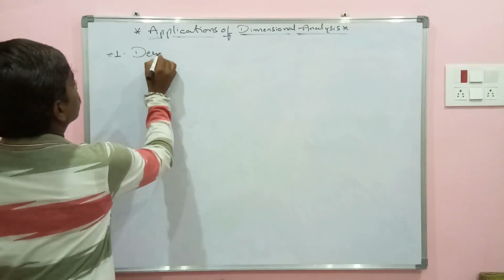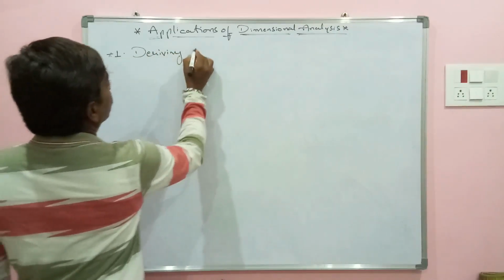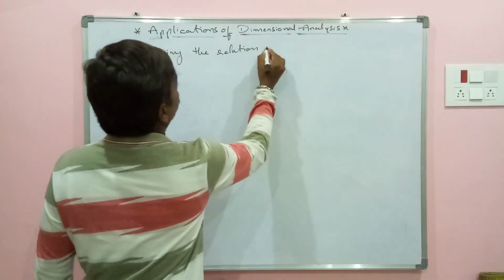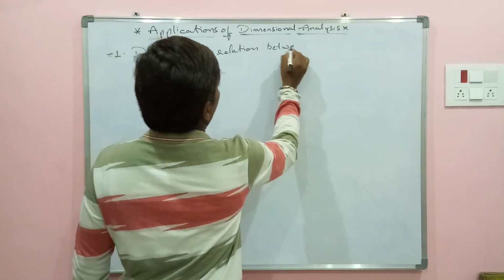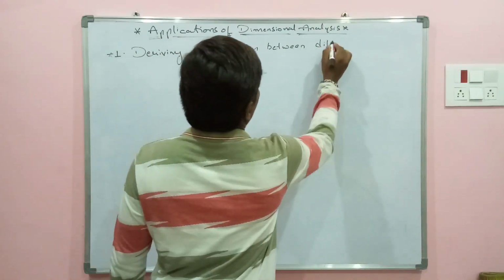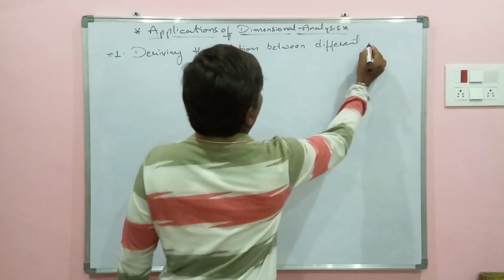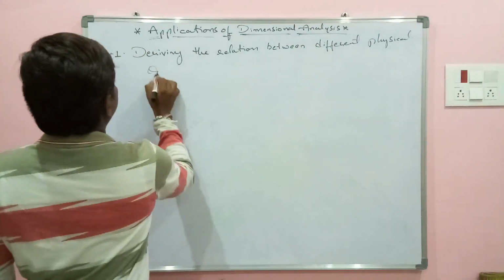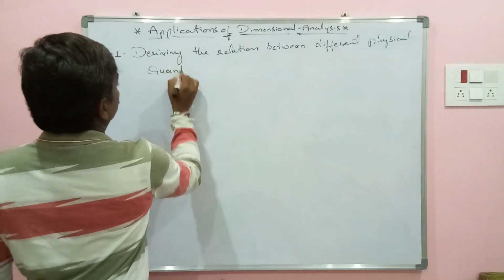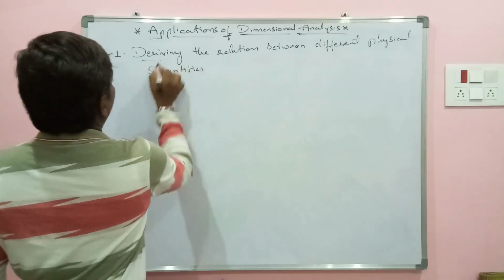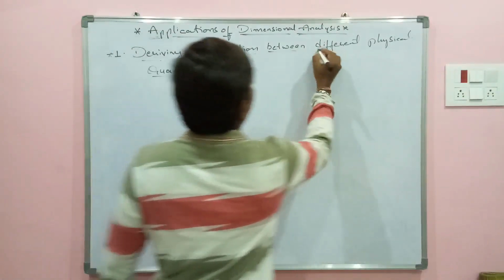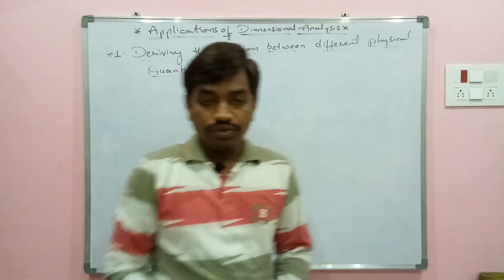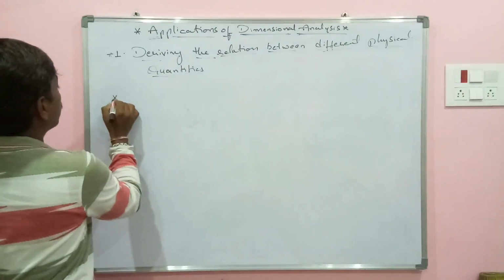deriving the relation between different physical quantities. So we can derive the relations between different physical quantities using this dimensional analysis. How to do that? Well, let me derive a formula.